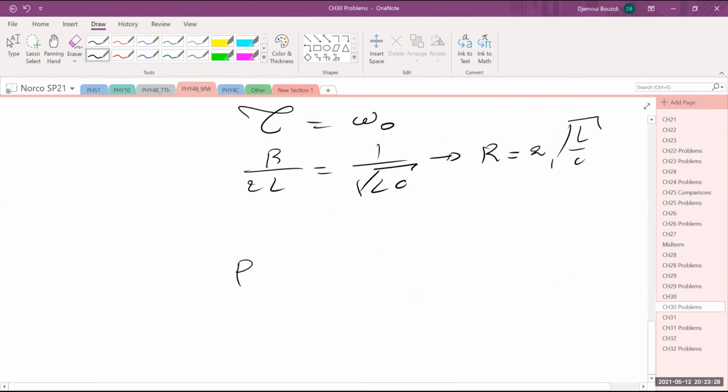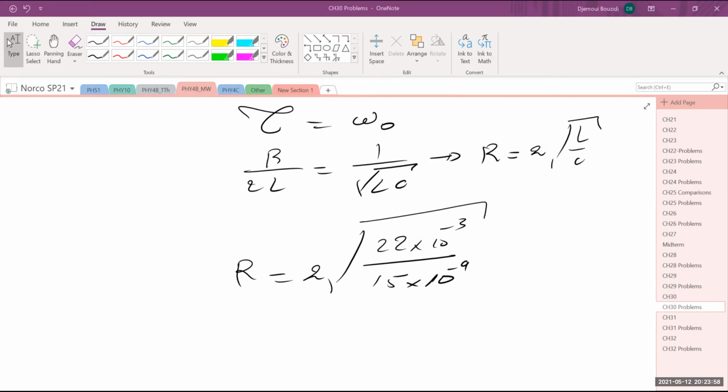If I solve for that, R is going to be 2 times the square root of 22 times 10 to the negative 3 divided by 15 times 10 to the negative 9. So that is 2 times the square root of, open parentheses, 22 millihenry, 22 times 10 to the negative 3, divided by 15 times 10 to the negative 9, close the parentheses. Now get me that square root. It gives me 2,420 ohms.